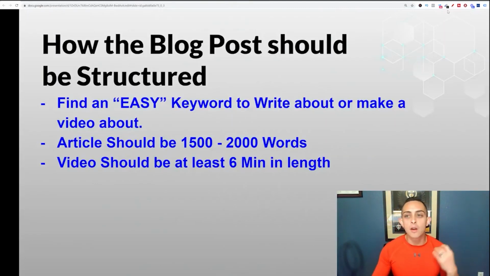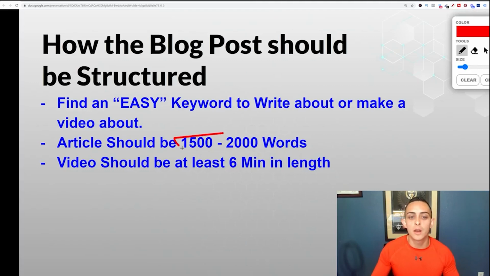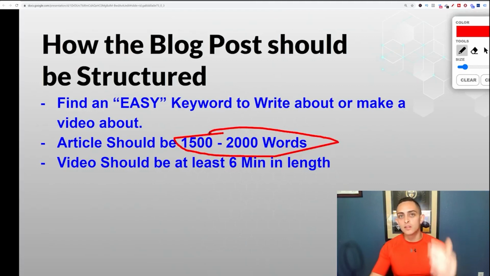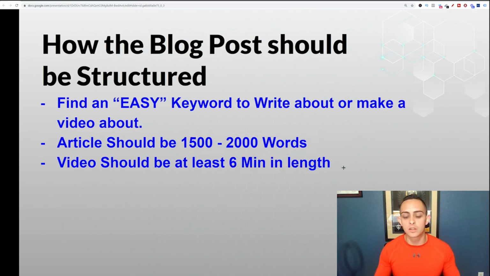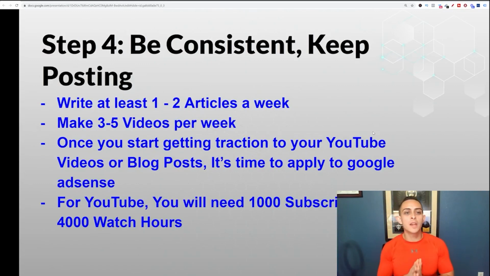Now the article should be around 1,500 to 2,000 words. Again, you can write these yourself, or you can have someone do it. Now, if you're doing a YouTube video, you want at least 6 minutes. The longer the better. I wouldn't make it too long just to make it long. You want the content to be as long as it needs to be, but at least 6 minutes is always good if you're doing a YouTube video.